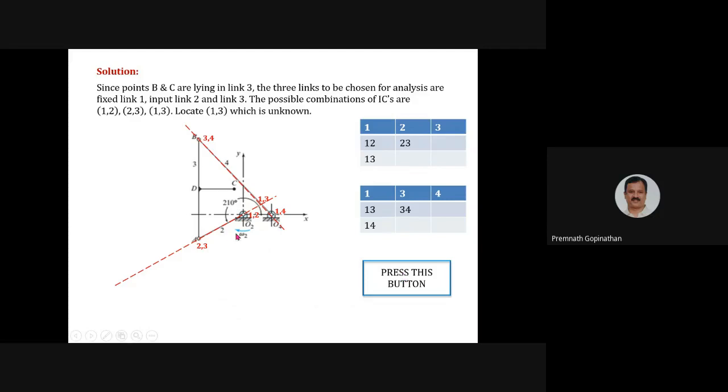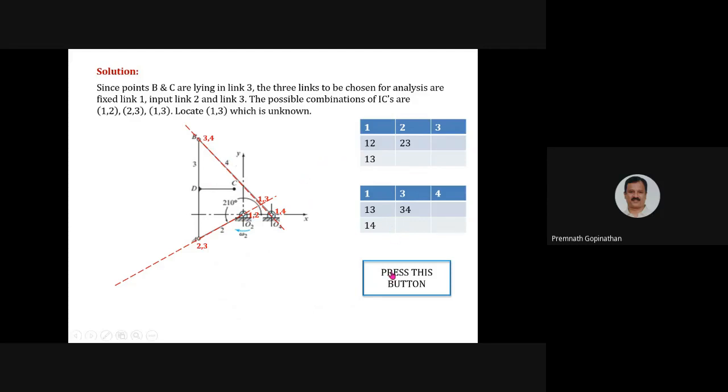Now actually the line connecting 1 3, 1 2 and 2 3 forms the line of centers now. Why we are considering this as the line of centers is only because we have to find out what is the velocity of point C and what is the velocity of point B, and both are lying on link 3. So that is the first consideration we are taking now. Based on that only, we have chosen the line of centers as 1 3, 1 2 and 2 3.